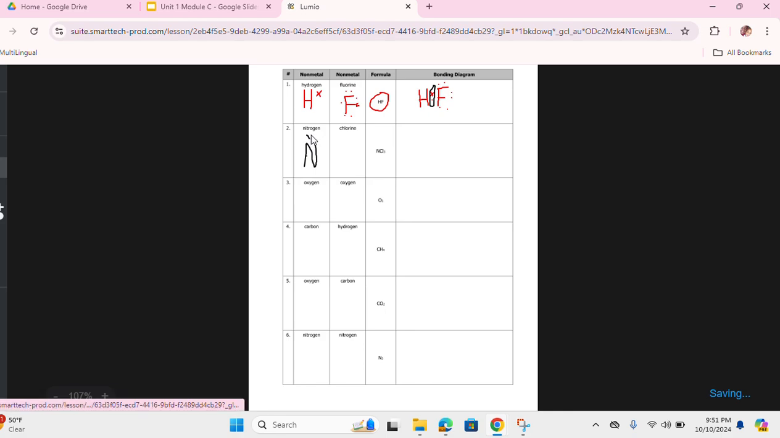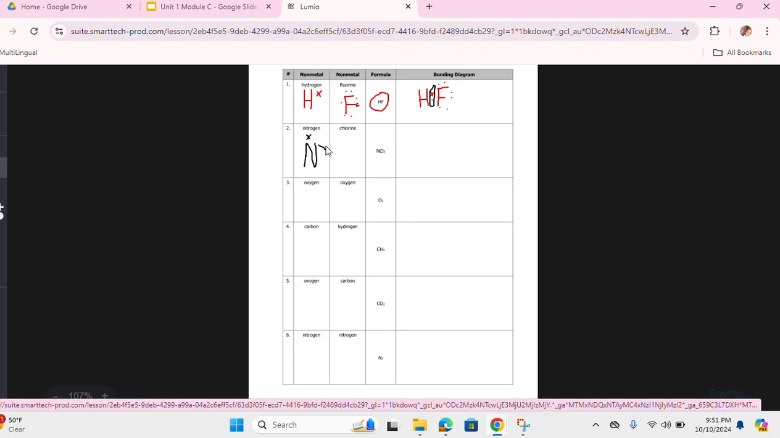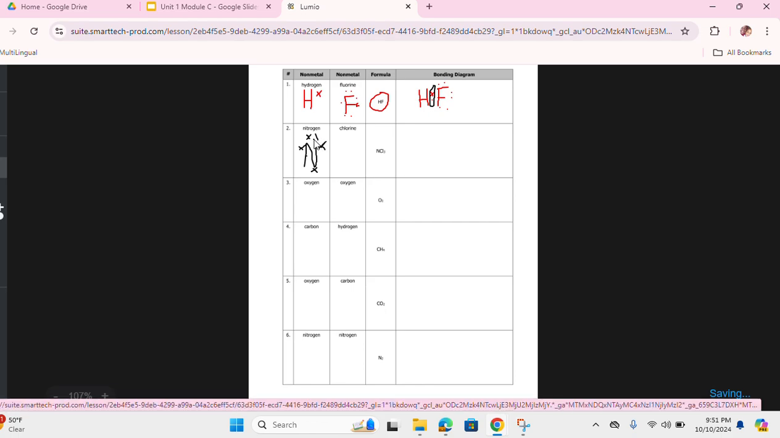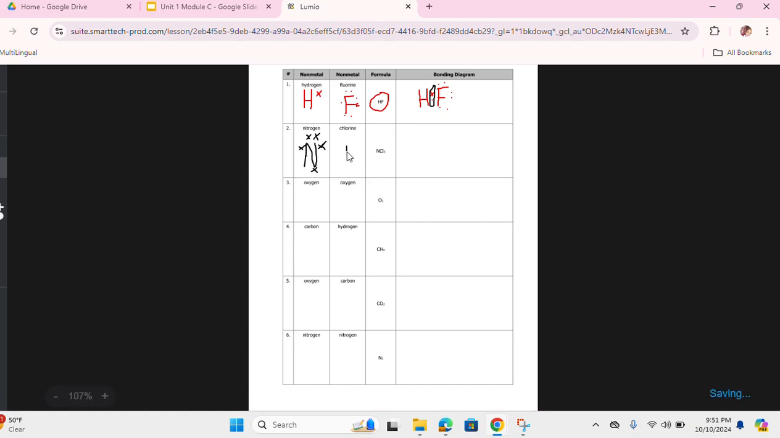1, 2, 3, 4, 5. So we can see we only have one paired electron set here, and chlorine has 7. 1, 2, 3, 4, 5, 6, 7.